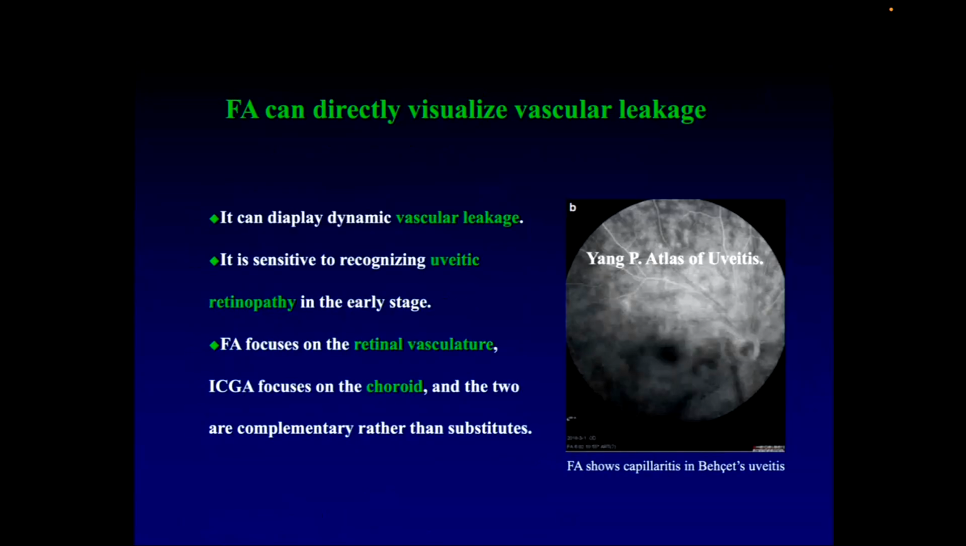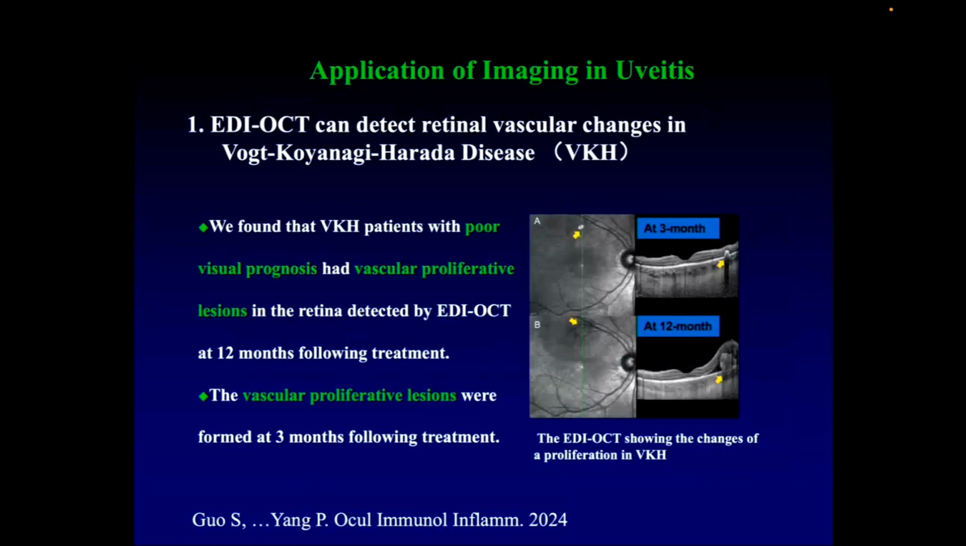FA can directly visualize vascular leakage. It can display dynamic vascular leakage. It is sensitive to recognizing uveitic retinopathy in the early stage. FA focuses on the retinal vascular wall. ICGA focuses on the choroid. The two are complementary rather than substitute tools.